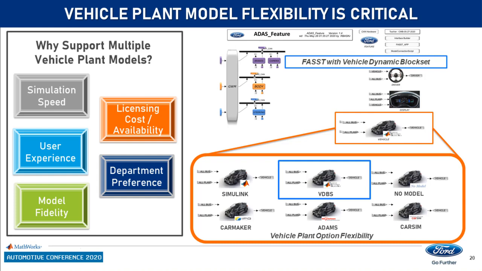The plant interface builder enables users to seamlessly connect or switch between any vehicle dynamics model used at Ford within the FAST environment. Some vehicle dynamics models used at Ford include the Vehicle Dynamics Blockset created by MathWorks, CarSim, IPG's CarMaker, MSC Adams, and internally developed Simulink models. This process allows users to share FAST models and easily switch between vehicle dynamics packages by leveraging the capability within the plant interface builder.